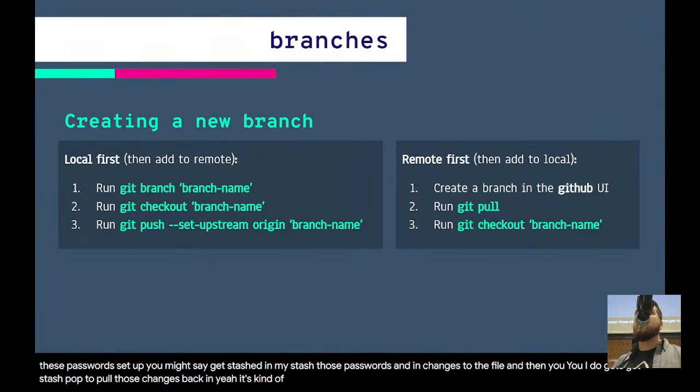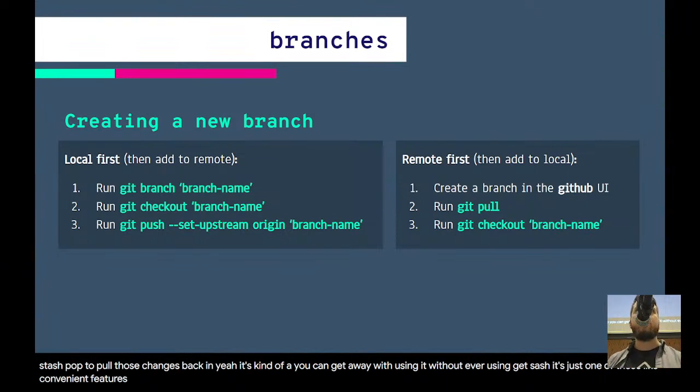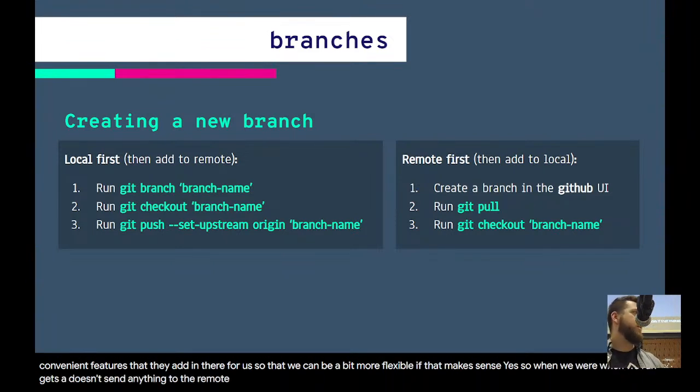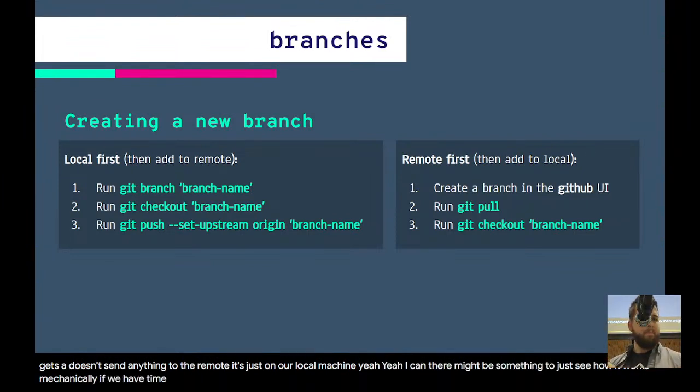You can get away with using Git without ever using git stash. It's just one of those convenient features that they add in there for us so that we can be a little bit more flexible, if that makes sense. So when we run git stash, it doesn't send anything to the remote. It's just on our local machine. Maybe we can see how it works mechanically if we have time later. Cool. Thanks. Other questions?